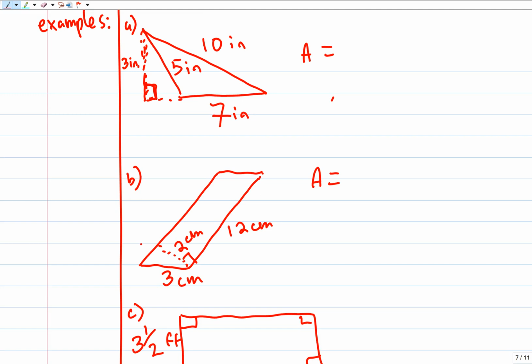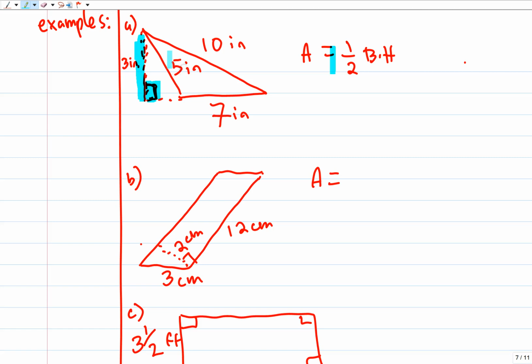Well, you have to figure out what the base is. I still have my formula. It's 1/2 base times height. The height, I always see from the 90-degree angle. Straight up from there is the 3. So then what must our base be?